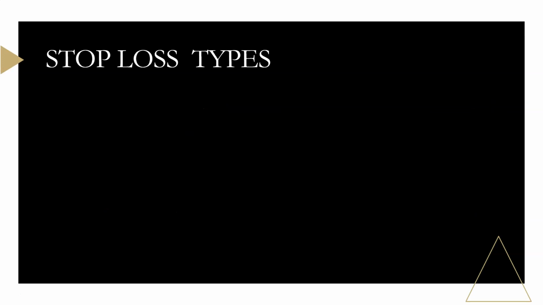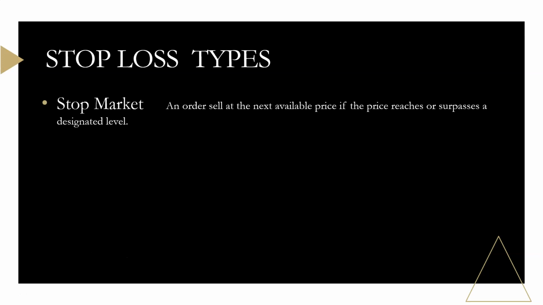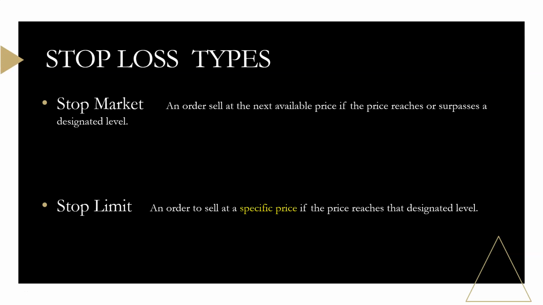So when it comes to your stop loss orders, the difference between the stop market and the stop limit is that with the stop limit, you are deciding what the price is going to be. You're deciding the price of what you're going to pay, and you're also deciding at what price you are going to trigger the sell order.